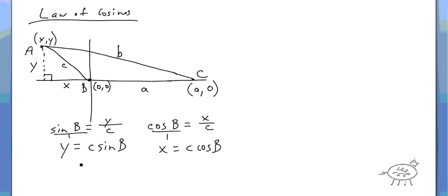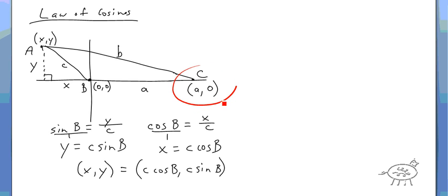So basically what I have now, instead of x comma y at that location at angle A, is C cosine of B comma C sine of B. That's another way of writing that coordinate. Okay, so I have a couple things here. First of all, I have point C is a comma 0, and I have this new coordinate x comma y is C cosine B, C sine B.